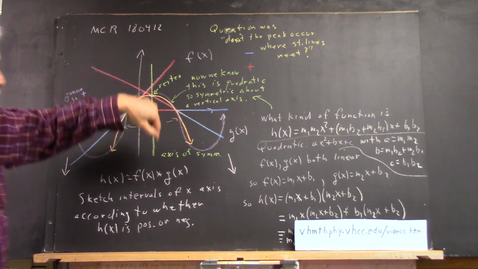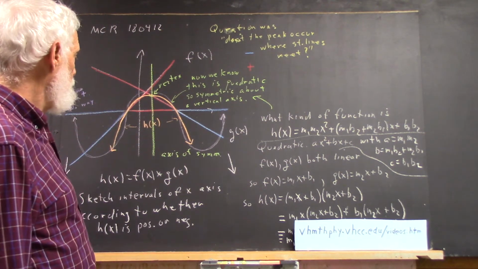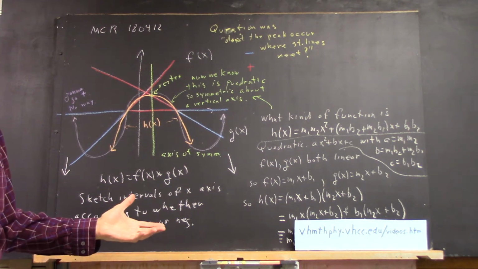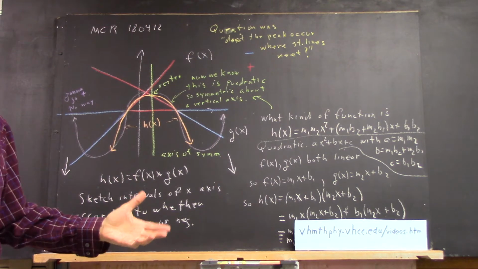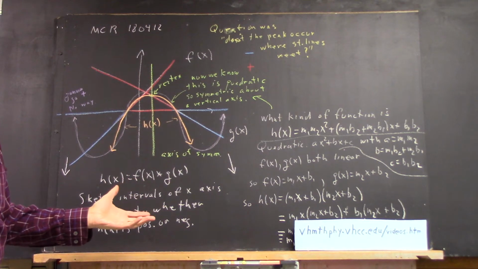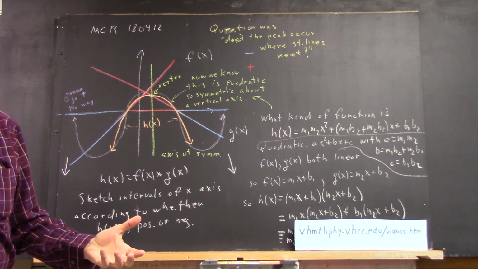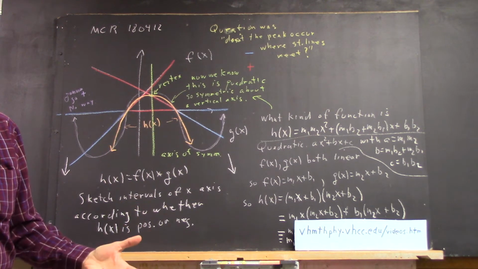So we went to some trouble to show, well, if I multiply a linear function by a linear function, what kind of a function do I get? And if you're in the MCR, don't answer that. Somebody else. If I multiply a linear function by a linear function, what kind of function do I get? You get a quadratic function.